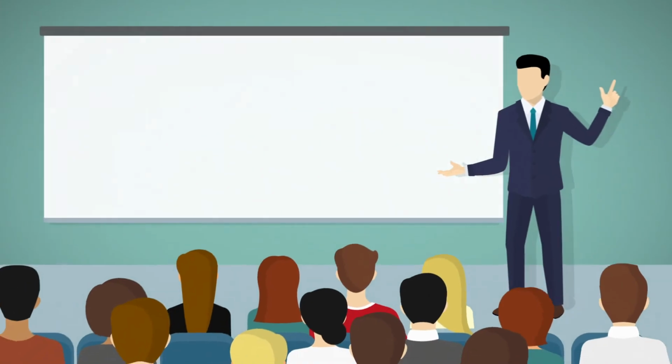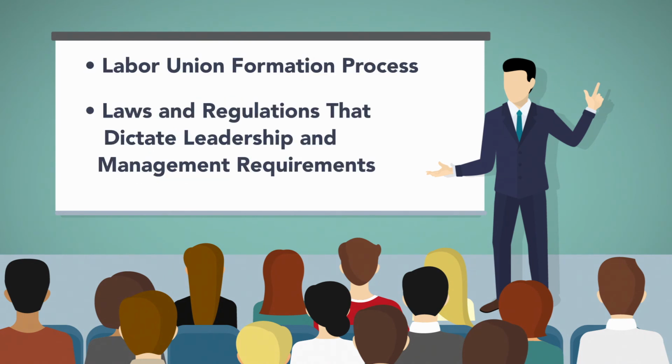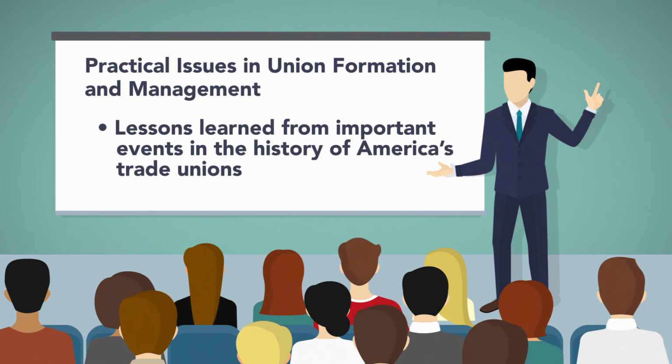This module begins with a discussion of workplace unions, including what they are, why they exist, and the scope of their power. We'll then move on to the labor union formation process, followed by a brief overview of the laws and regulations that dictate leadership and management requirements. The module closes with a summary of the practical issues in union formation and management, including lessons learned from important events in the history of America's trade unions.